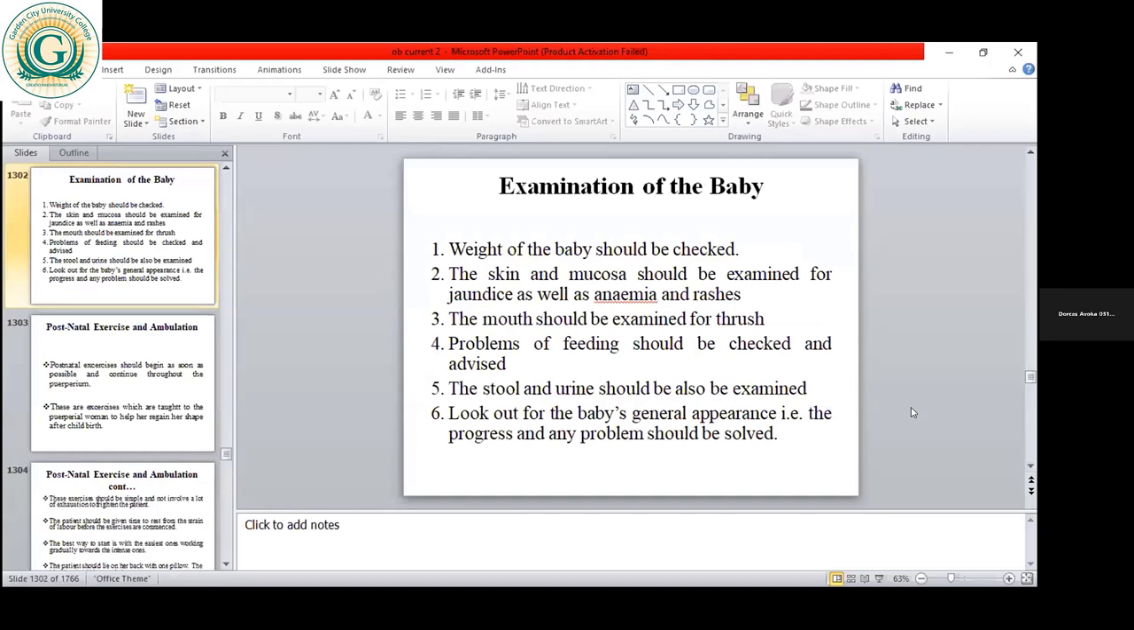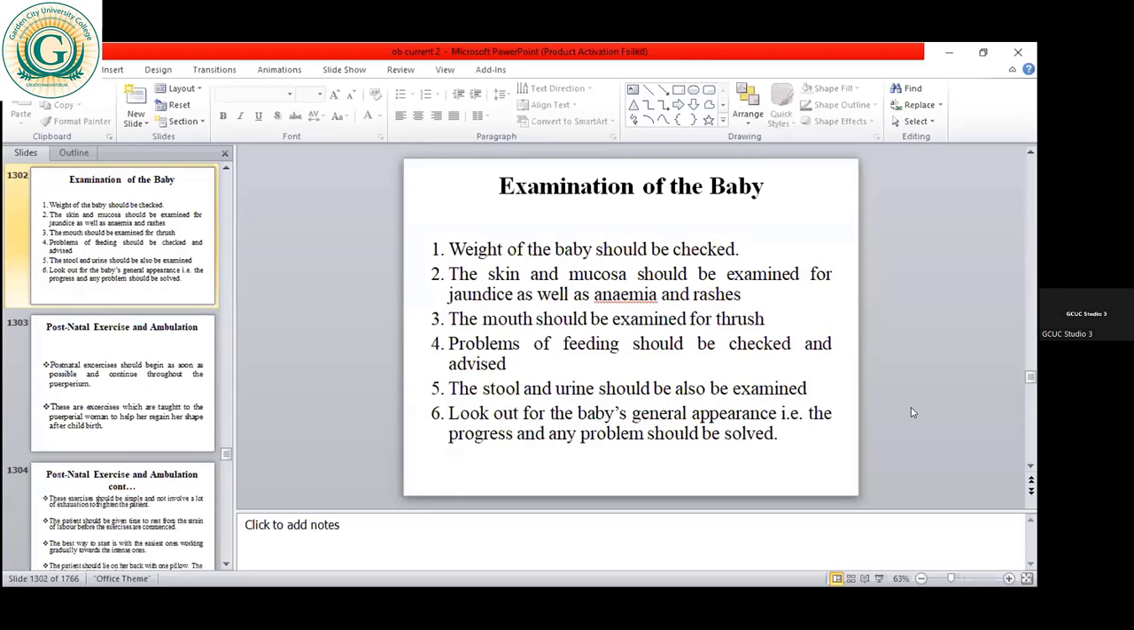When you finish with the mother, you also examine the baby. Don't forget, we are talking of postnatal examination. The mother comes with the baby to the postnatal clinic.